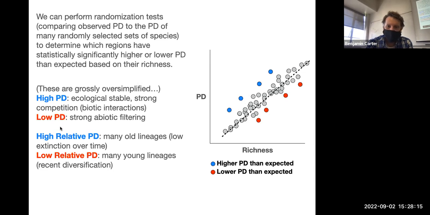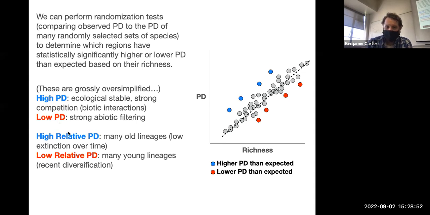And so these have ecological interpretations. If you have high phylogenetic diversity, usually these are areas that are ecologically stable. There's a lot of strong competition, and the driving ecological factors are biological, so species-on-species interactions. Whereas if you have low phylogenetic diversity, usually that's an indication of harsh environmental conditions and really strong filtering by the environment. Basically you have a bunch of species that all have the same adaptations to deal with some harsh environment, and usually that means they're closely related to each other. So those are all tied together.